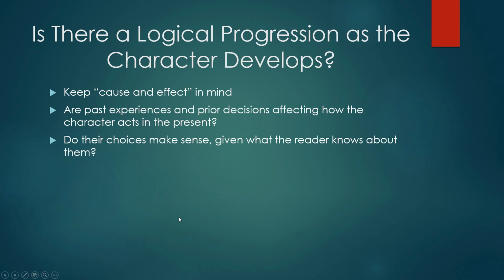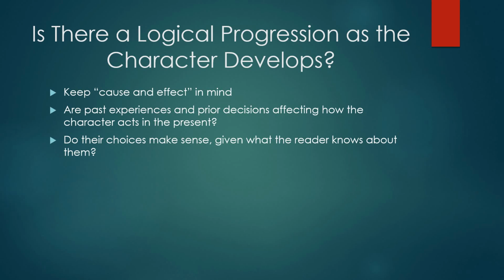So yeah, do their choices make sense given what the reader knows about them? If someone has been making intelligent decisions all along, they're very wise, they're very practical, they don't make really rushed, chaotic choices on a whim. And if all of a sudden they do that and we don't have any reason to see why that would be the case, then we're going to go, well, what the hell?